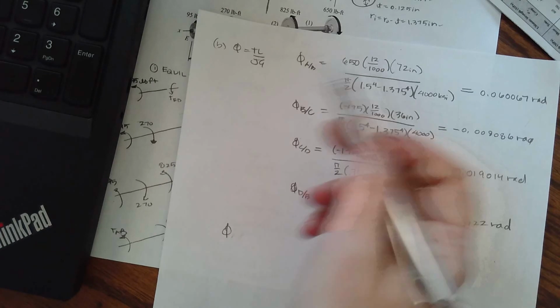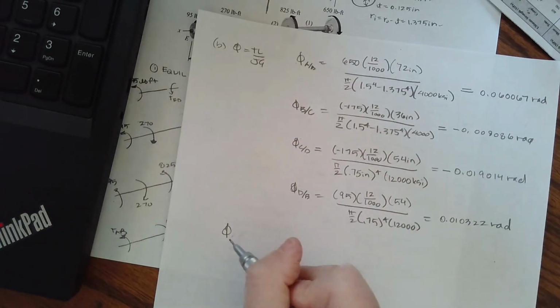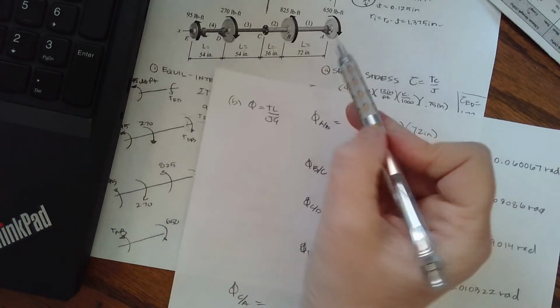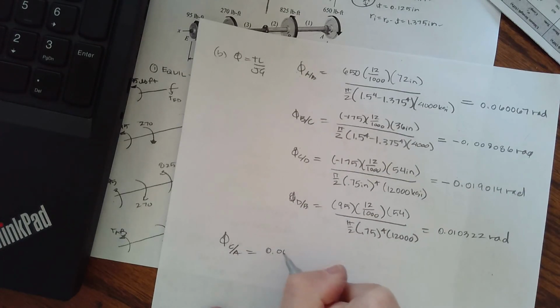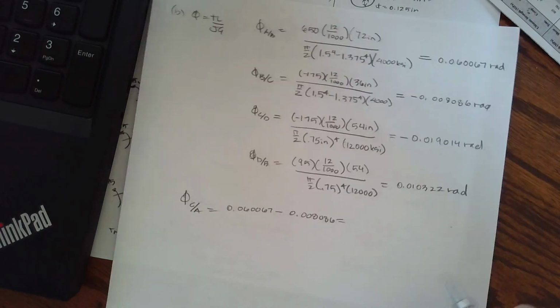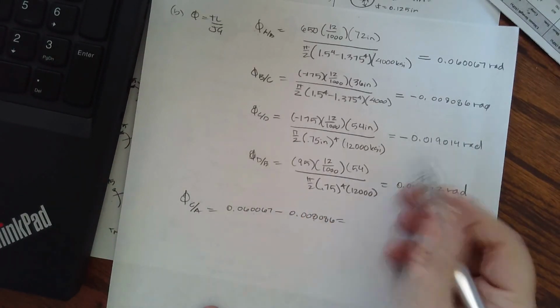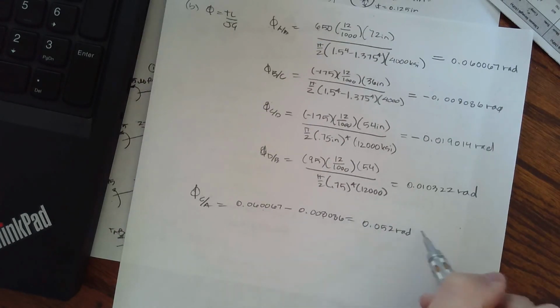Okay, so if I want the angle of twist from A, that's like B with respect to A, well, A with respect to B. Well, we're going backwards. So now I'm going to go C with respect to A. As I'm coming down, I'm going to have this twist and this twist. So I have 0.060067 minus 0.008086 equals, and it's a positive value because this is much bigger, 0.052 radians. And that's the angle of twist C with respect to A.